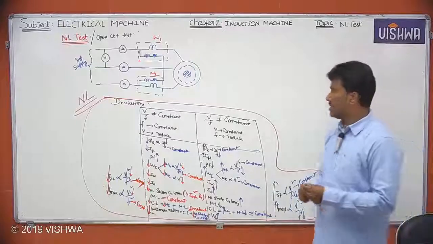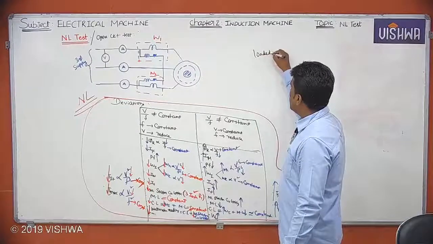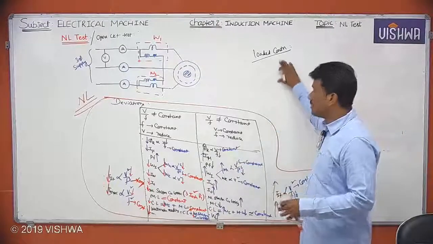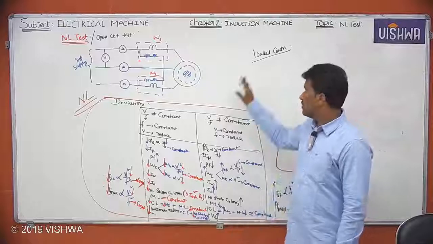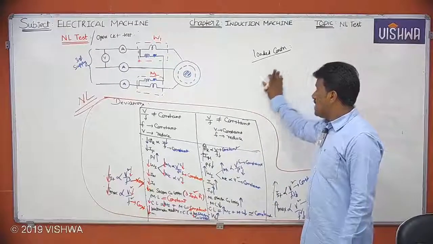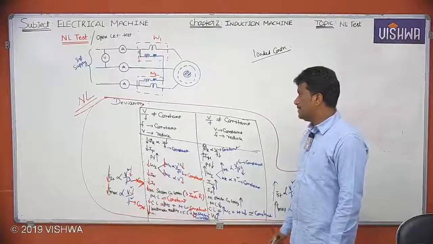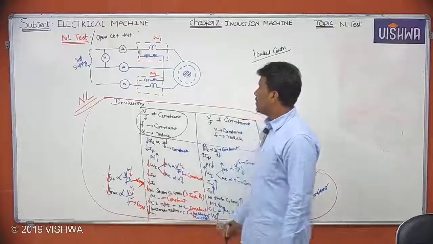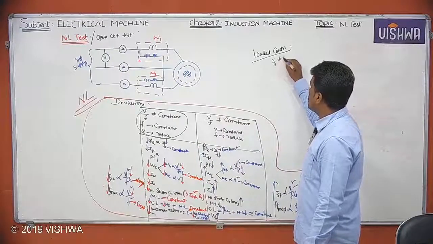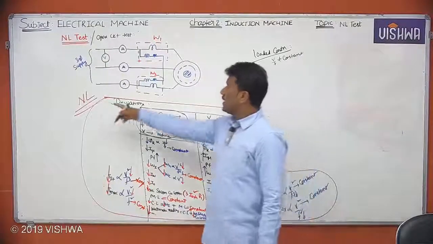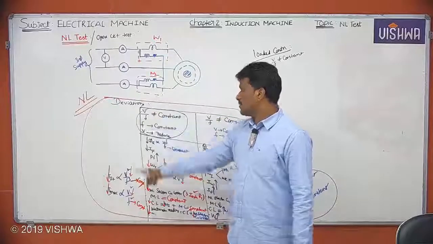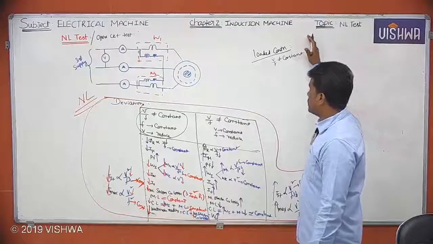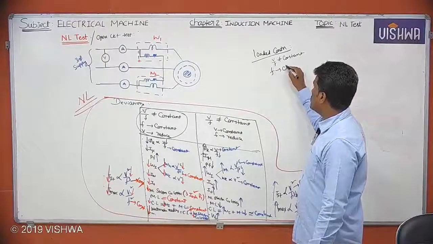Suppose I ask you a question like this, under loaded condition. Think clearly, this is the question asked previously. For that, I'm giving you some information here so that you can answer that question. Everybody, please look at the board. Under loaded condition, whatever we have taken here, V by F not equal to constant, this is under no load condition. Once again, let me repeat, these are the things we explained under no load condition.